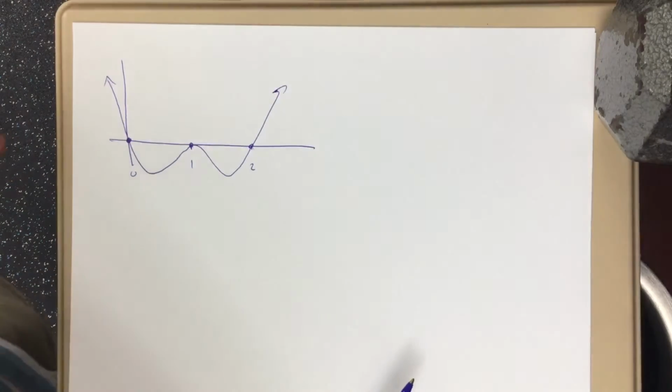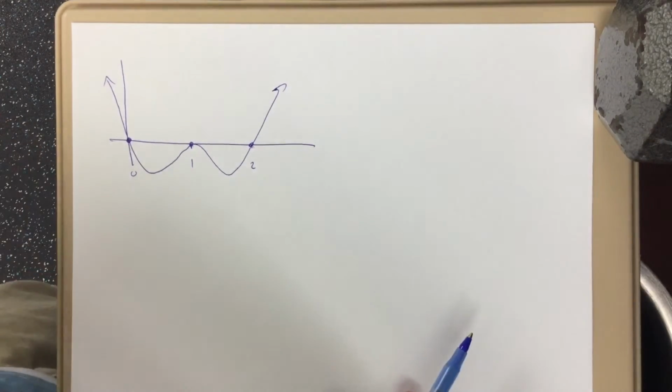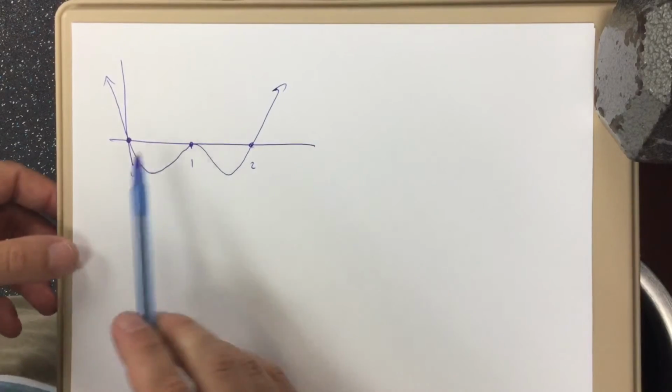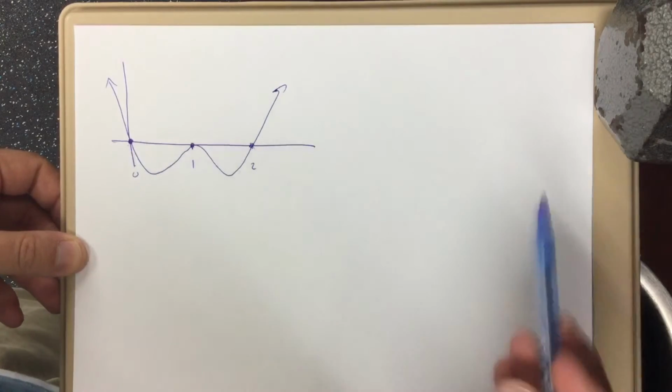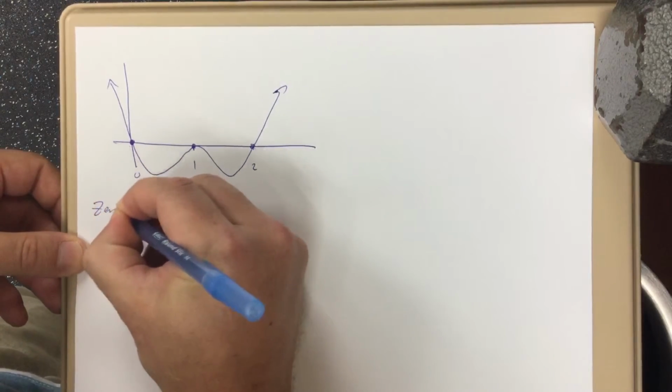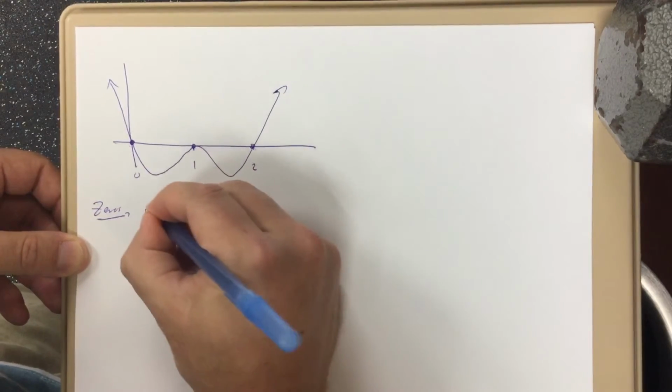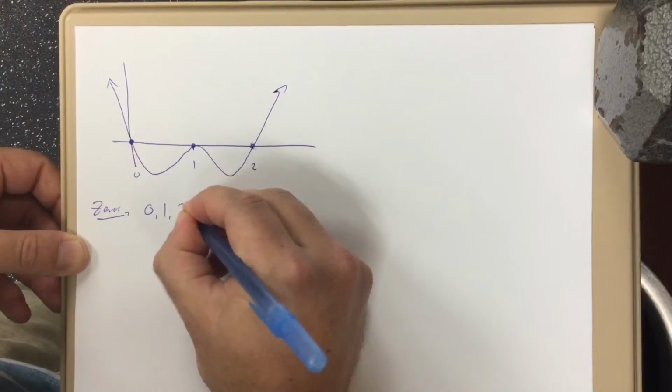We can actually, from this, create the function just by looking at the graph. Here's how it works. Remember, the x-intercepts are the zeros. So we have 3 zeros here. Our zeros are 0, 1, and 2.